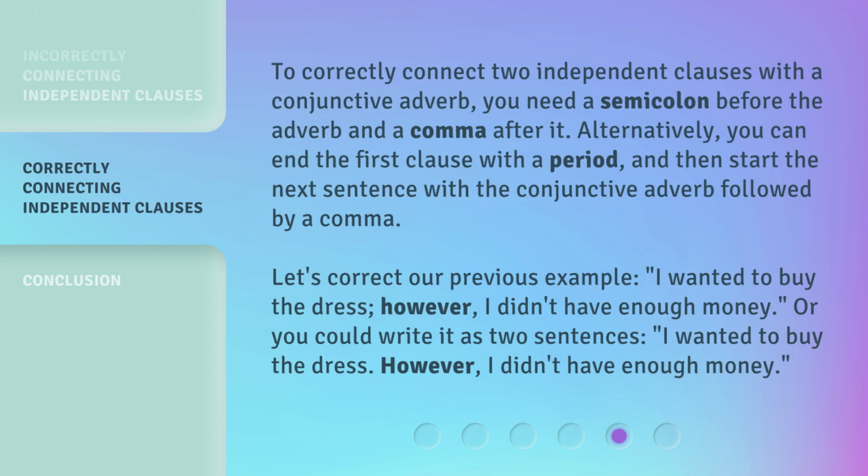To correctly connect two independent clauses with a conjunctive adverb, you need a semicolon before the adverb and a comma after it. Alternatively, you can end the first clause with a period, and then start the next sentence with the conjunctive adverb followed by a comma.